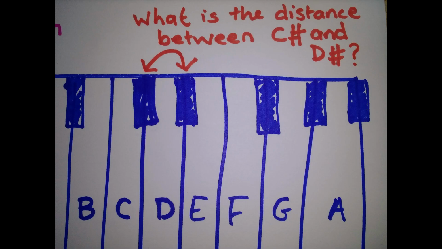Okay, here's another one. What is the distance between C sharp and D sharp? Now, C sharp to D would be a semitone, and then D to D sharp would be another semitone. So if you add two semitones together, you get a tone. So the distance between C sharp and D sharp is a tone.